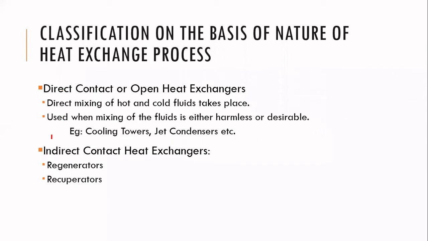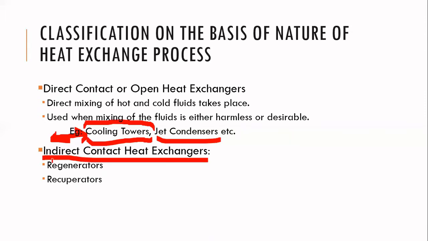We will see what are the examples for direct contact heat exchangers. Jet condensers or cooling towers might be considered as direct contact heat exchangers. Cooling towers you might have discussed in power plants while studying the Rankine cycle. We will see how a cooling tower works. Then we have indirect contact heat exchangers. These are of two types. First category is called a regenerator and the second one is called a recuperator. We will talk about these two categories in the forthcoming slides.